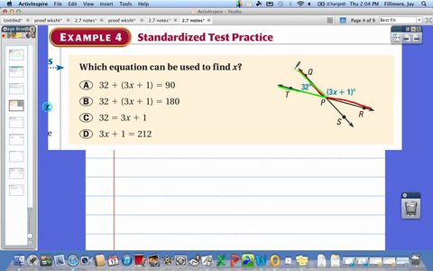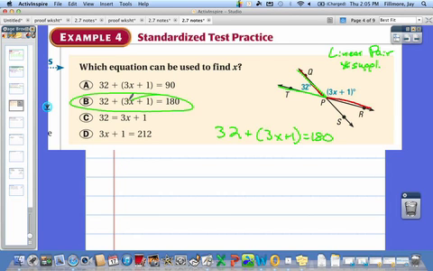Let's use this 32. These two angles together form a linear pair because they share a common side and vertex, or are adjacent, and they form this straight line. Linear pairs are always supplementary. So, if they're supplementary, they should add to 180. So 32 plus 3x plus 1 equals 180. And that means we're looking at answer choice B. We're not asked to solve, we're simply asked to write our equation.